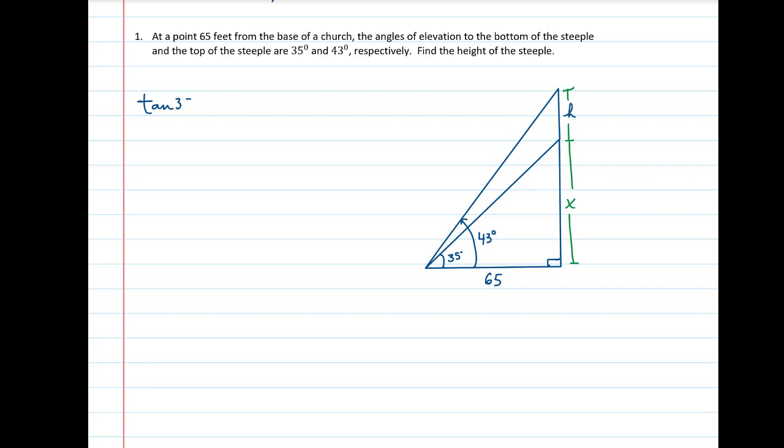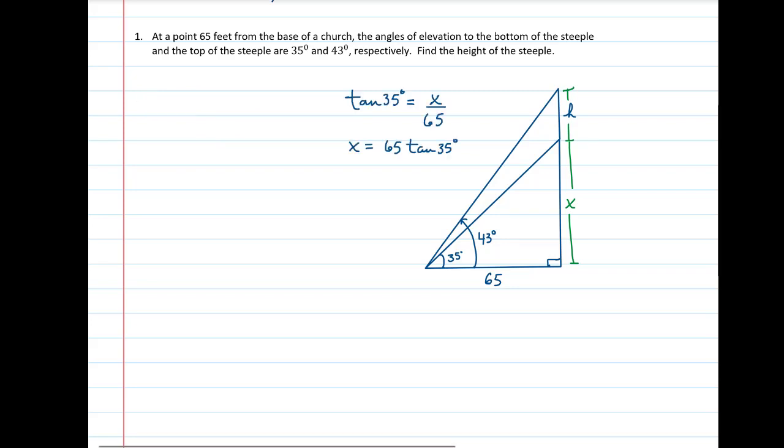So tangent of 35 degrees is going to be equal to x divided by 65. So notice how you can solve for x here and have x equal to 65 times tangent of 35 degrees. Now we can put this in the calculator and get a value, but I'm just going to keep it in the exact form for right now, and set up the other equation.